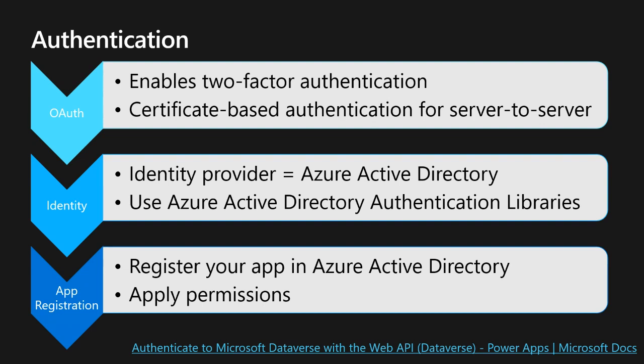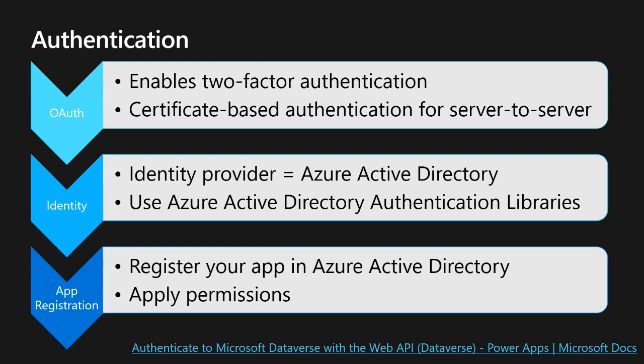OAuth requires an identity provider for authentication. For the Dataverse, the identity provider is Azure Active Directory. To authenticate with Azure Active Directory using a Microsoft or school account, you'll need to use the Azure Active Directory authentication libraries. Now, from an identity standpoint, OAuth requires an identity provider for authentication. For the Dataverse, again, the identity provider is Azure Active Directory, or the Azure Active Directory authentication libraries for Microsoft work or school accounts.